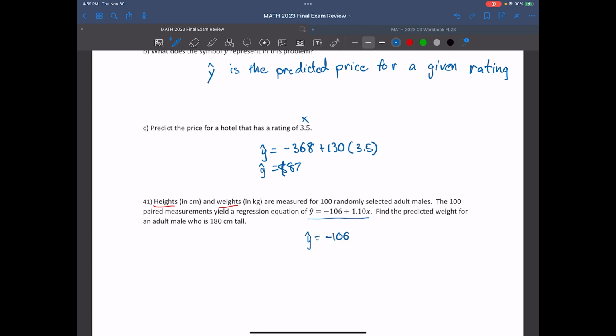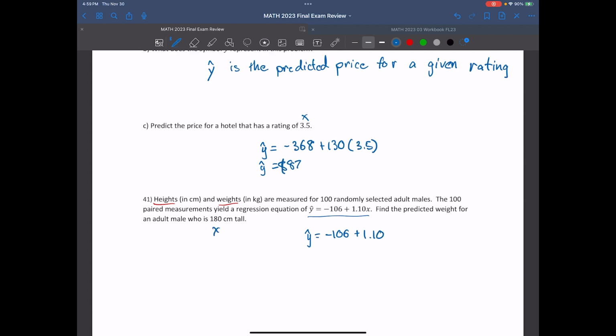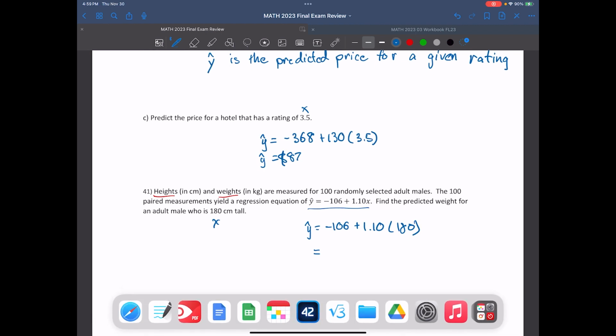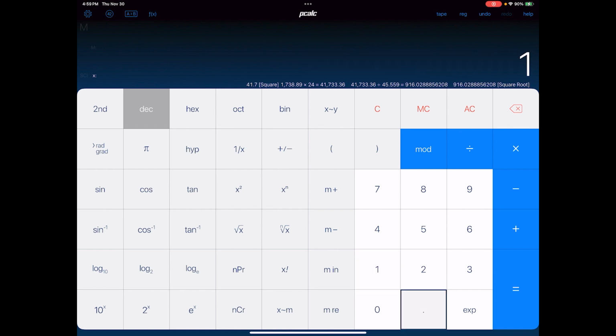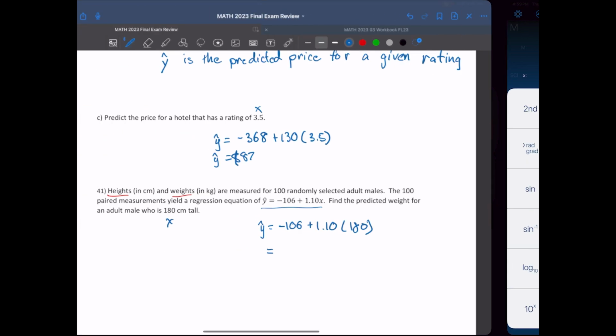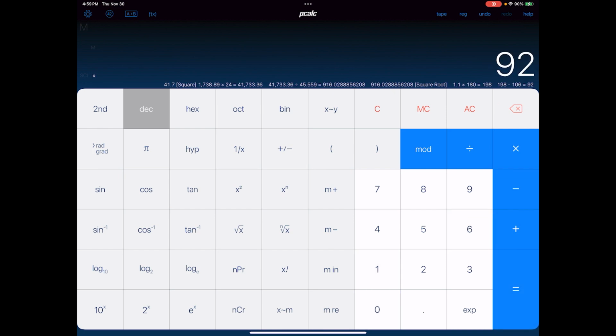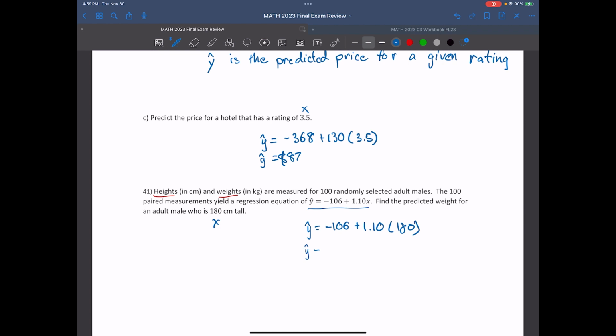If you plug in the given value, x is equal to 180. We can type this last one in. So 1.10 times 180, and we subtract 106, and we find 92. So y hat is equal to 92 kilograms.